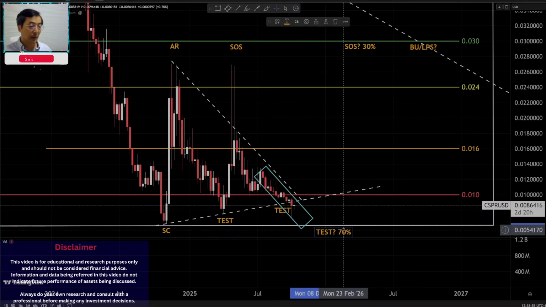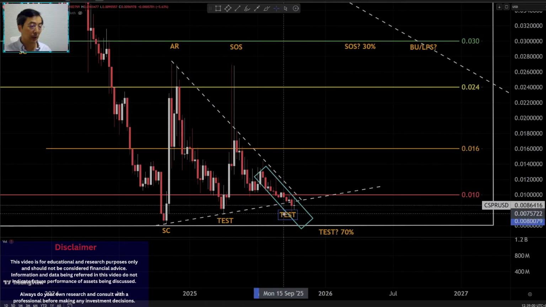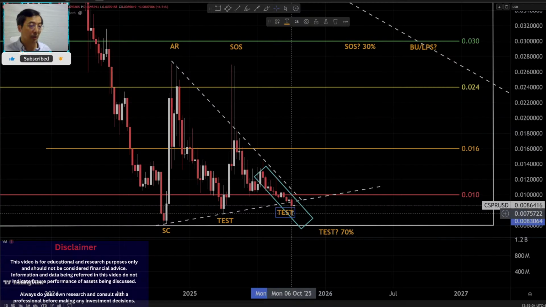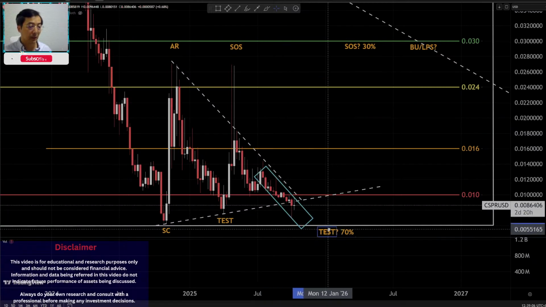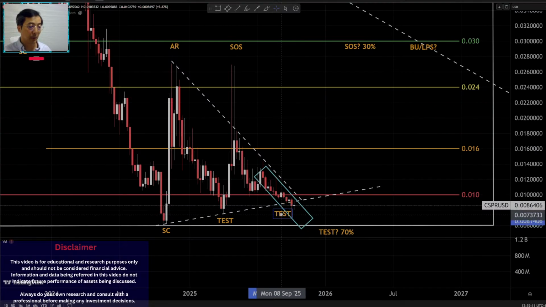The upcoming Wyckoff stages, we are definitely going through a test. The test may come even lower. So this may eventually be the same thing in the end if it doesn't bounce up in between.